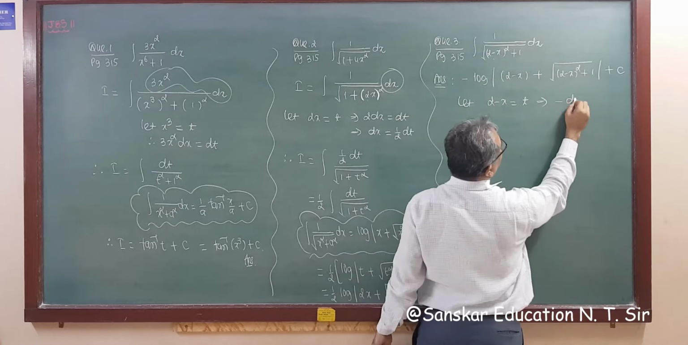So keeping the minus sign outside and applying the same formula, I am not going to write this formula. So what is your answer? Log mod t plus under root t square plus 1, plus c. This is your answer. Now what is t? It is 2 minus x. So the answer will be minus log mod 2 minus x plus under root, t square, that is 2 minus x whole square, plus 1, modulus over, plus c. So this is your answer. Compare that both answers are the same.